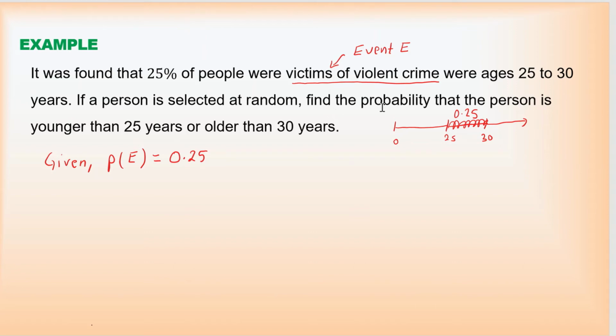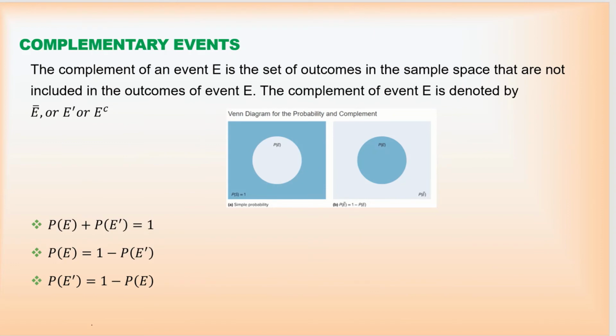Now what we have to do is find the probability that the person is younger than 25, which means here, and older than 30 here. That means the person in this age group, younger than 25 years or older than 30 years, is not included here. That means this event is the complementary event. This is your complementary event, which we write as E prime. And we have to find the probability of that.